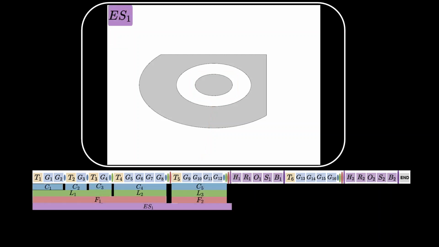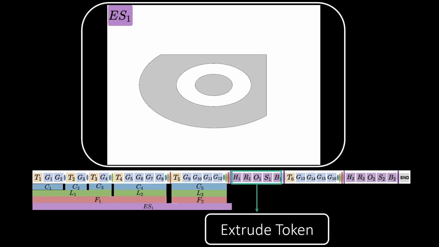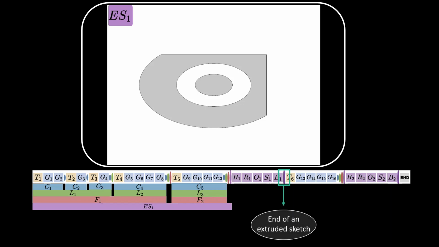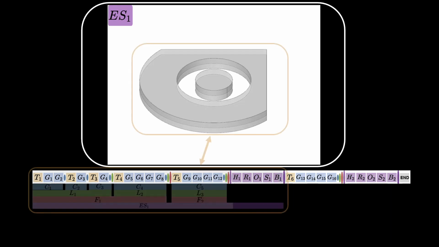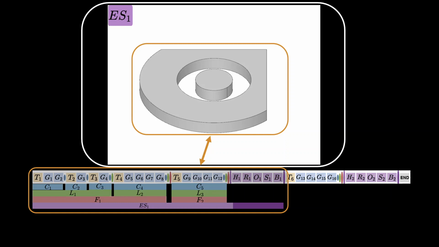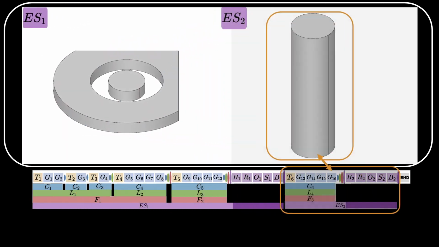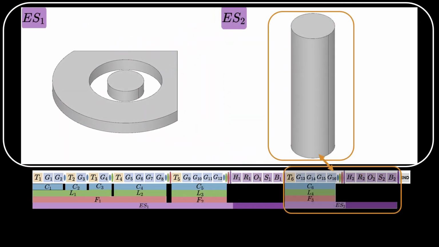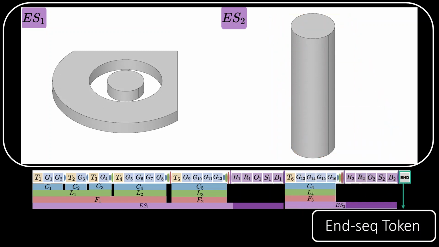Every sketch is paired with extrude tokens which describe the extrusion parameters such as translation and extruded height. A sketch is then extruded into a 3D solid. Multiple solids are combined into the final CAD model by Boolean operation.